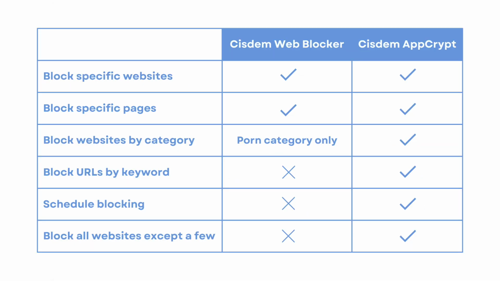If you only need basic web blocking, Cisdem Web Blocker is enough for you. But sometimes you may need more advanced features, like blocking certain websites at scheduled times instead of permanently, blocking websites by category or keyword, and blocking all websites except specific ones.